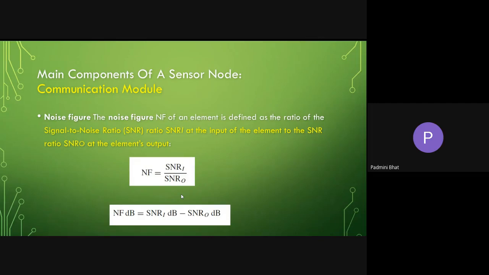Noise figure, which I have discussed. It is the SNR of the input to the SNR of the output. In dB, you calculate SNR input minus SNR output.